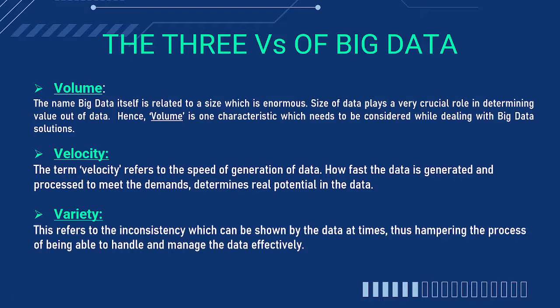So, here are the three V's of big data. Let us see what they are. First, volume. The name big data itself is related to a size which is enormous. Size of data plays a very crucial role in determining the value of data. The name itself is big data, so how much will it be? The enormous size. Hence, volume is one characteristic which needs to be considered while dealing with a big data solution. So here, big defines that the volume will be much higher.